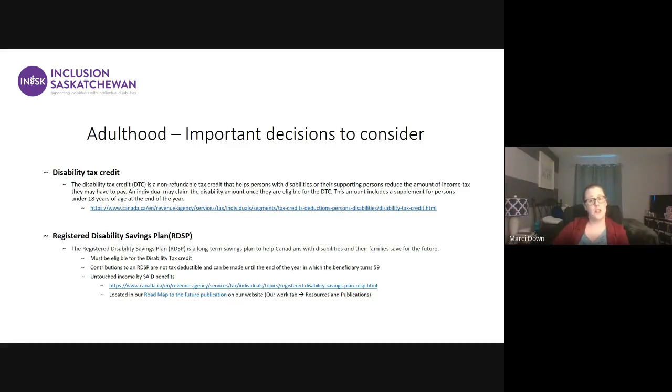With SED, you can only have so much in your bank account. This is untouchable money. The money that is put into this account, SED cannot consider as income, and a lot of other people can't either. It's a great retirement savings plan. We all really want to plan for the future, and this is a really great plan. There's more information on here, Revenue Canada, and in the roadmap to the future. It gives you lots more as well.